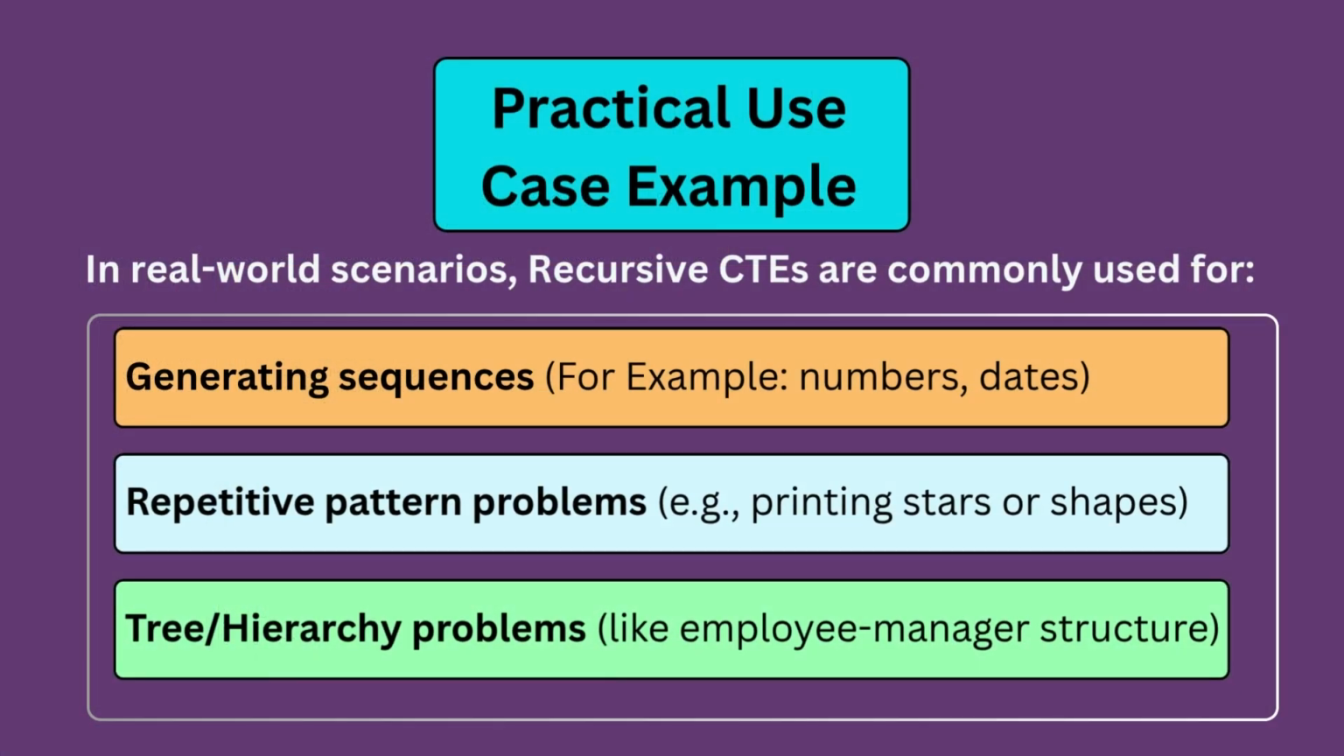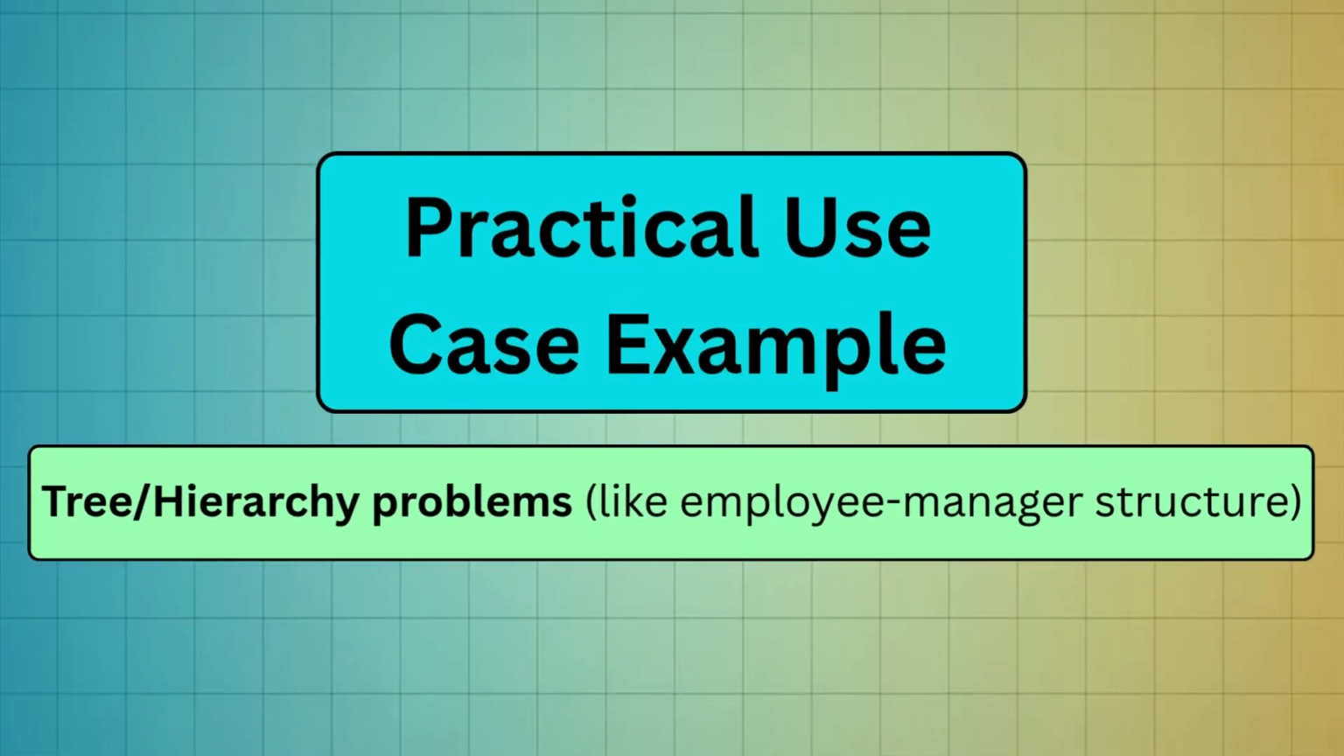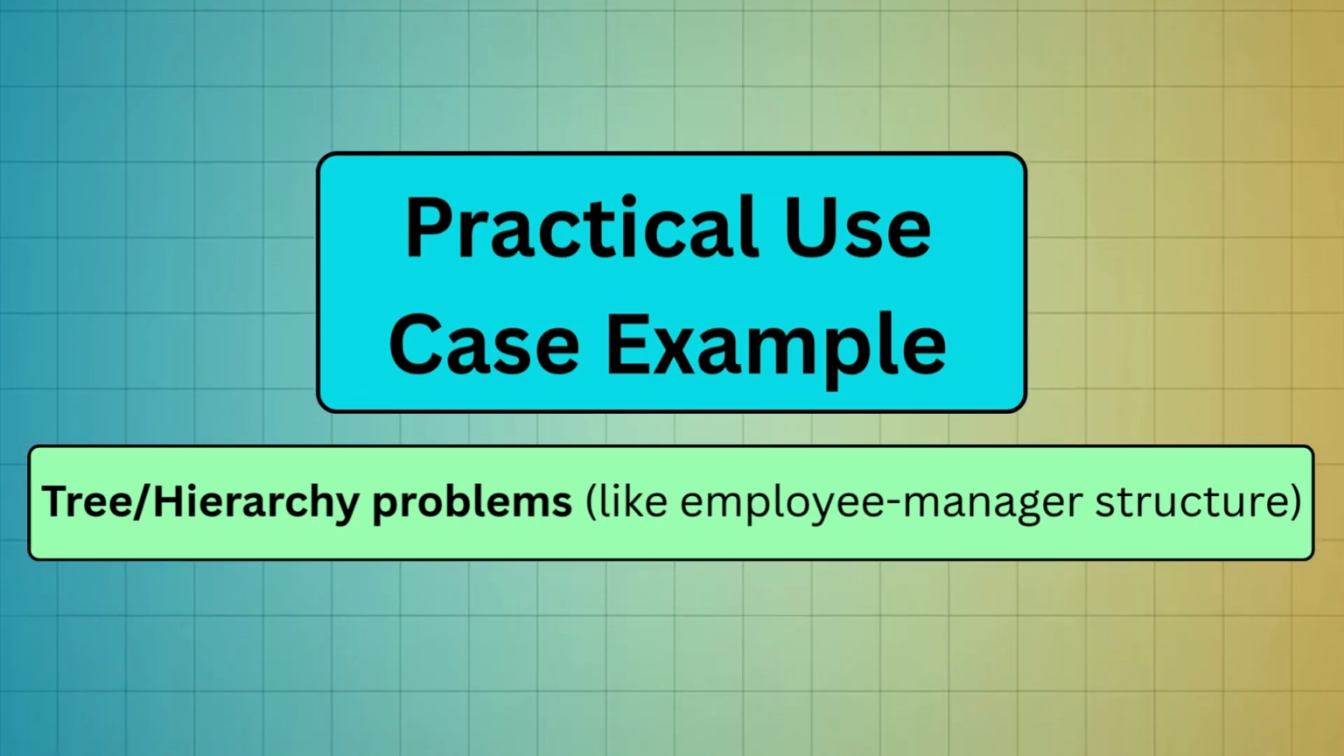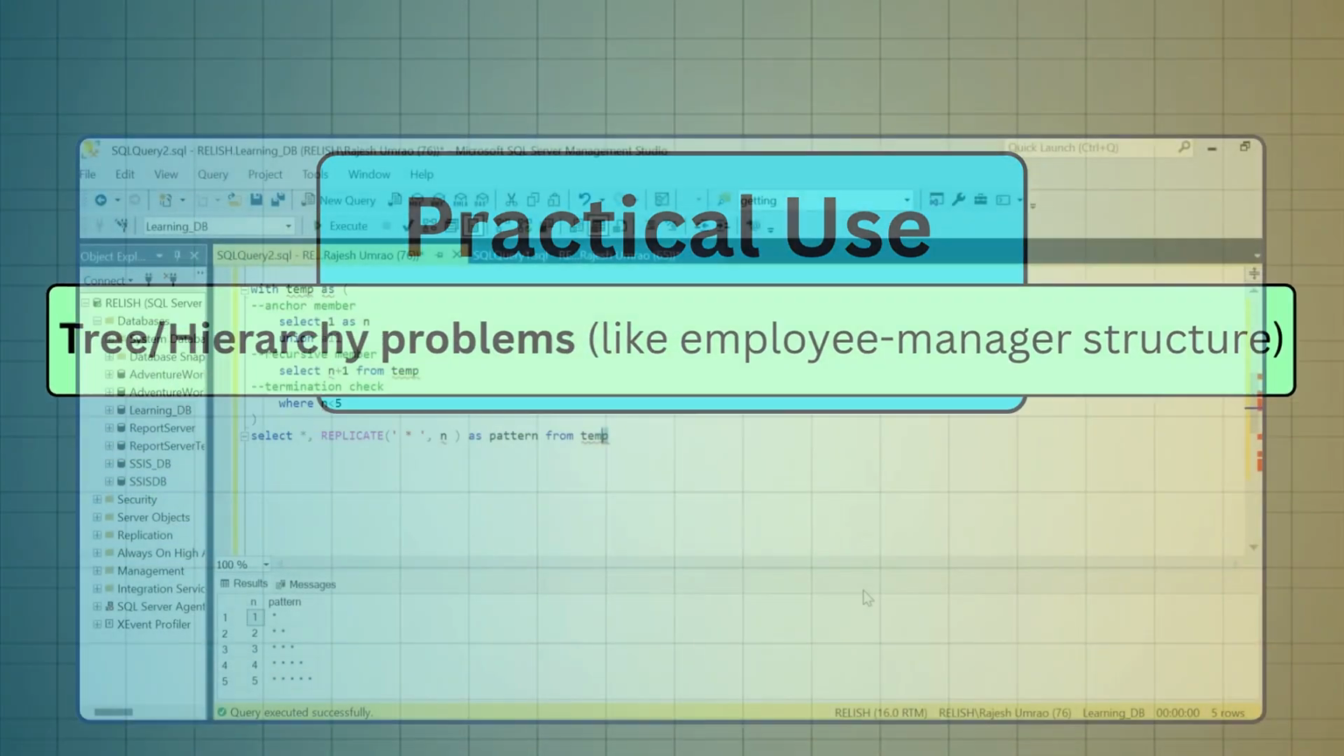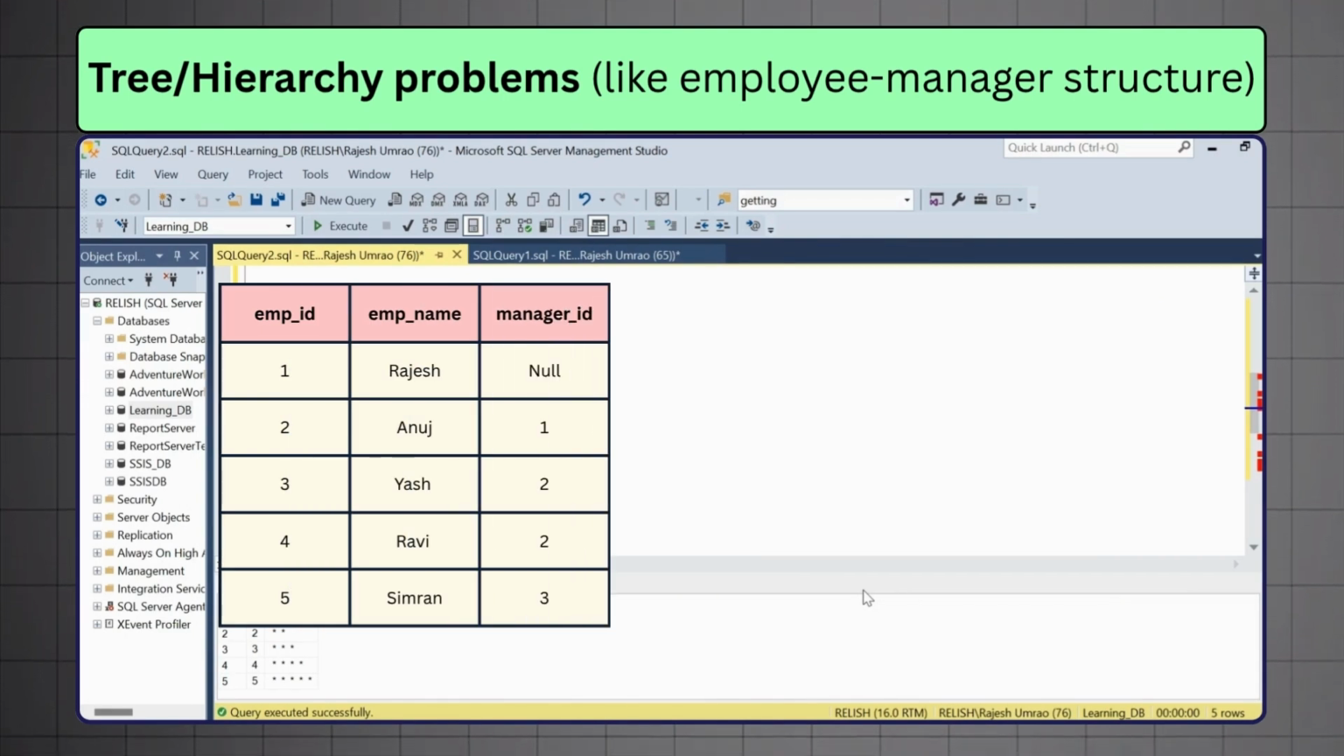Now let's move on to another very common and practical use case of recursive query, which is solving hierarchical or tree-like problems such as employee manager hierarchy. Let's say we have an employees table that contains employee ID, name and their manager ID. Now if you observe this table, you're going to find that Rajesh has a manager ID of null, which means he does not report to anyone. So he is the CEO.